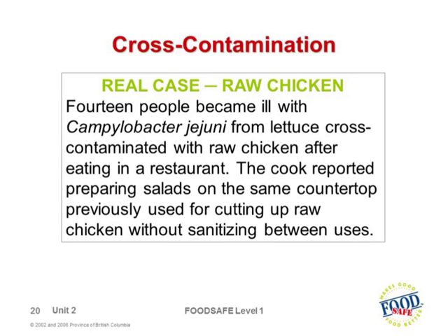So, a real-life cross-contamination case. Raw chicken. 14 people became ill with Campylobacter jejuni from lettuce cross-contaminated with raw chicken after eating in a restaurant. The cook reported preparing a salad on the same countertop previously used for cutting raw chicken without sanitizing between uses. So the cook did not take the proper precautions to make sure that his customers were kept safe. He did not clean that surface, so the microbes from the chicken were then transferred to the lettuce.